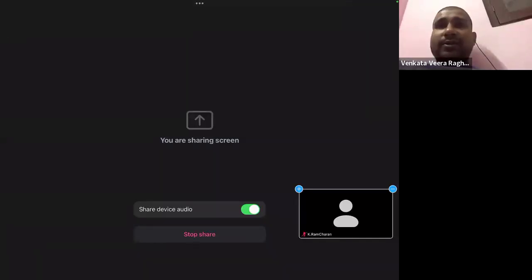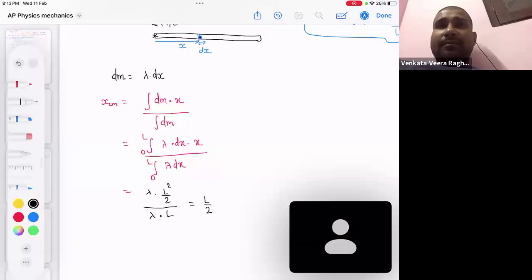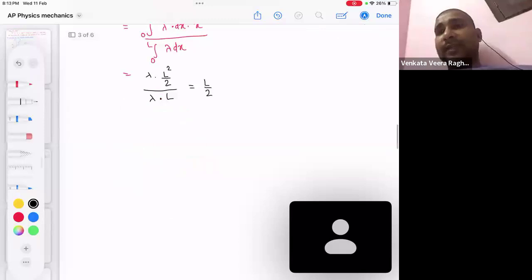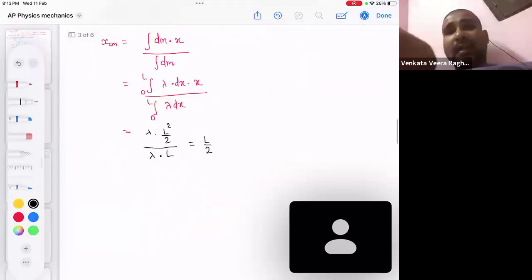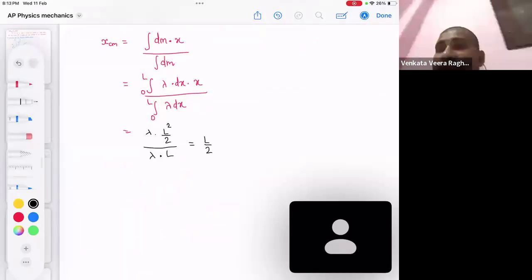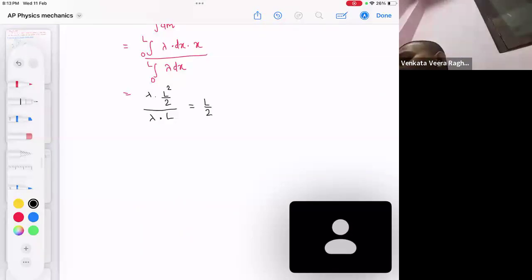Right. So that is the center of mass of a thin rod, or you can say thin uniform rod. Where will it come? It will come at the midpoint. Now, some standard shapes are there, like a rectangular plate, a square plate. For these standard shapes, what will happen? Their center of mass will be at the geometrical center itself.